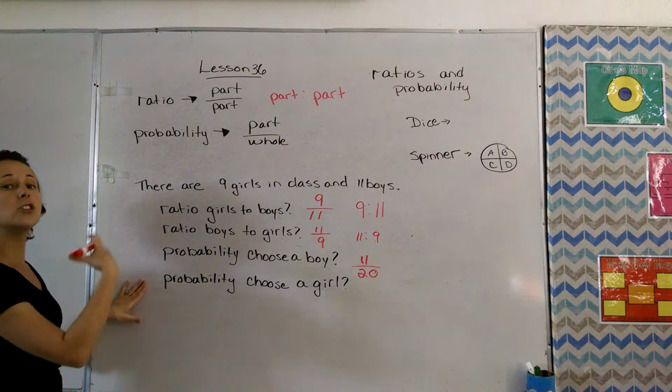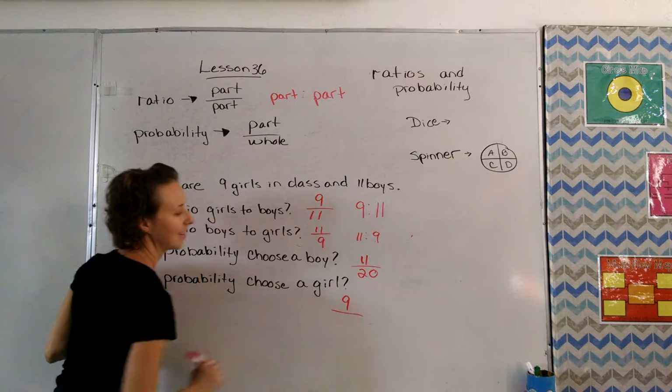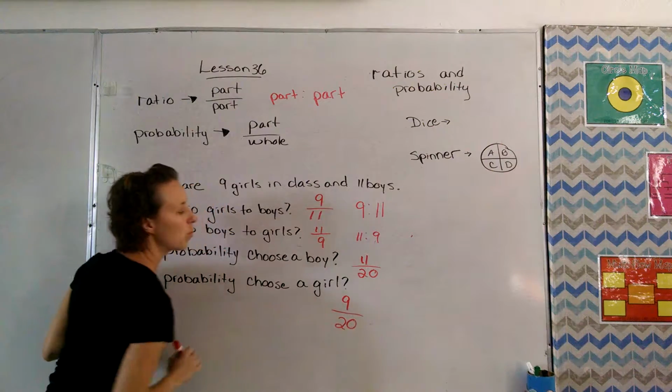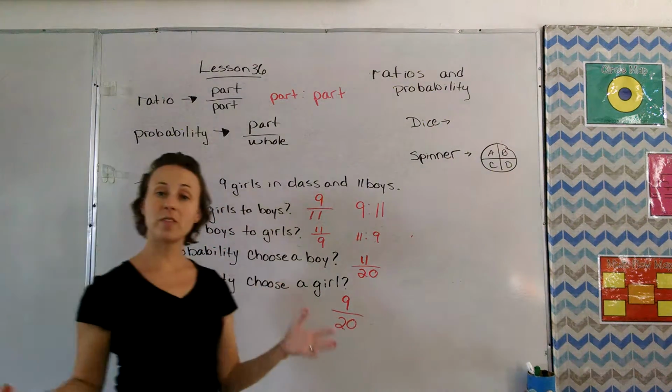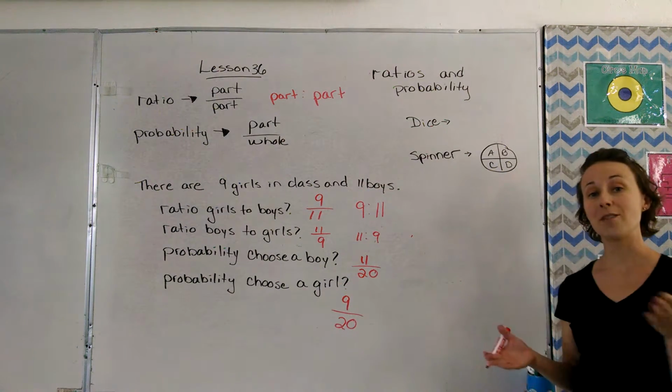What's the probability I choose a girl? Well, there are 9 girls, and the whole class has 20 students. 9 out of 20 is the probability of selecting a girl. This works with other things. It works with card games. What's the probability of picking a certain card out of the whole number?